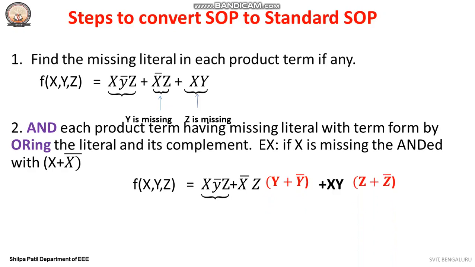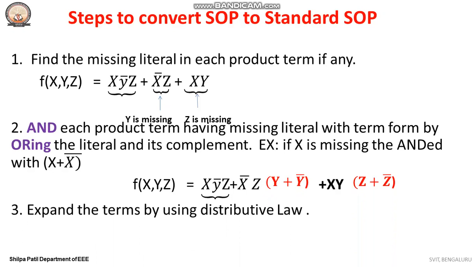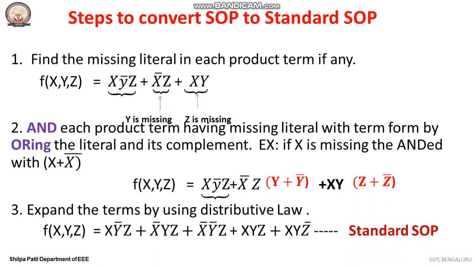Now, by using the distributive law, just simplify this and expand the terms. So we will get an expression, right? Just see this expression now. Do all the product terms have all the variables? So this is a standard SOP. These are the steps to be followed to convert any Boolean expression into a standard expression, if it is not in a standard form.